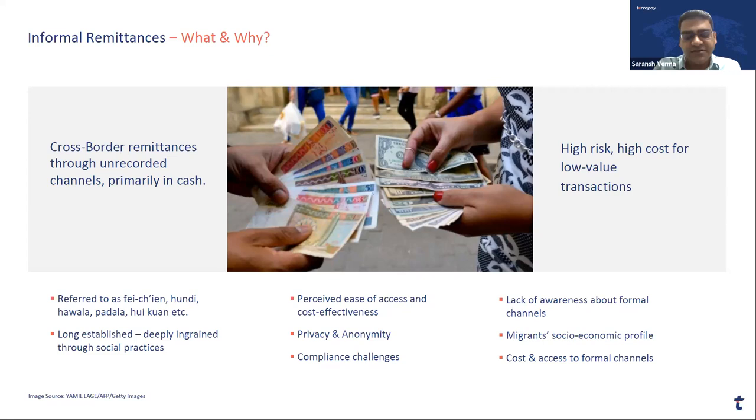Compliance challenges are another aspect, and the compliance overhead for consumers primarily leads them to use informal remittances. Now coming to the formal channels which are available, the adoption might not be as much because of lack of awareness about such formal channels. If a new migrant has moved to a new country, perhaps they are not aware or don't have enough knowledge and confidence, and perhaps the documentation required to go into the formal channel, they might start using the informal channel and it might become a practice as well.